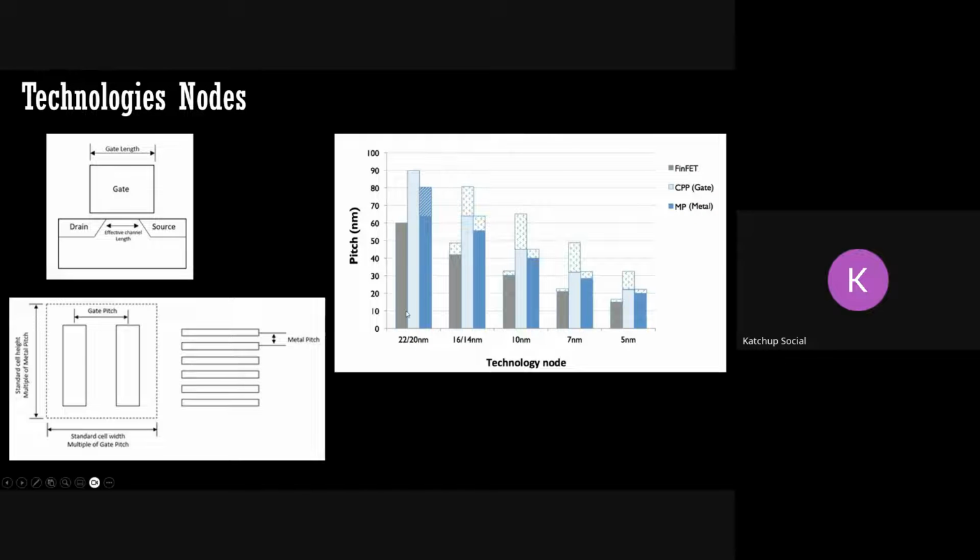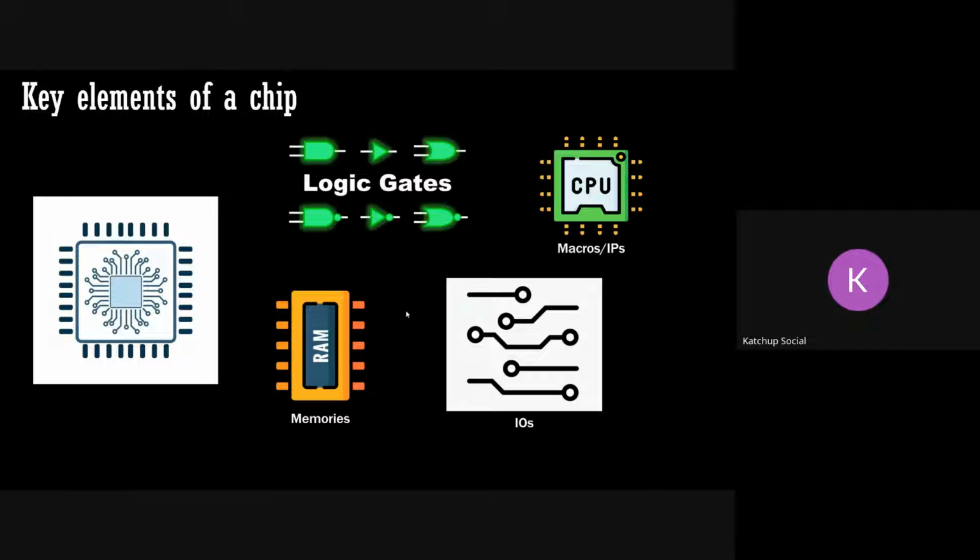Now let's understand the VLSI design flow. But before we get into that, let's understand the key elements of a chip. We talked about cell phones, right? You have seen a cell phone has multiple kinds of elements. One key element is logic gates, which are your AND and OR gates, which you would have studied in college. Then there are macros like CPU, IP, Wi-Fi, 5G modems. There are memories, which also take a lot of space. And then another common component is IOs, which allow you to communicate with the outside world.